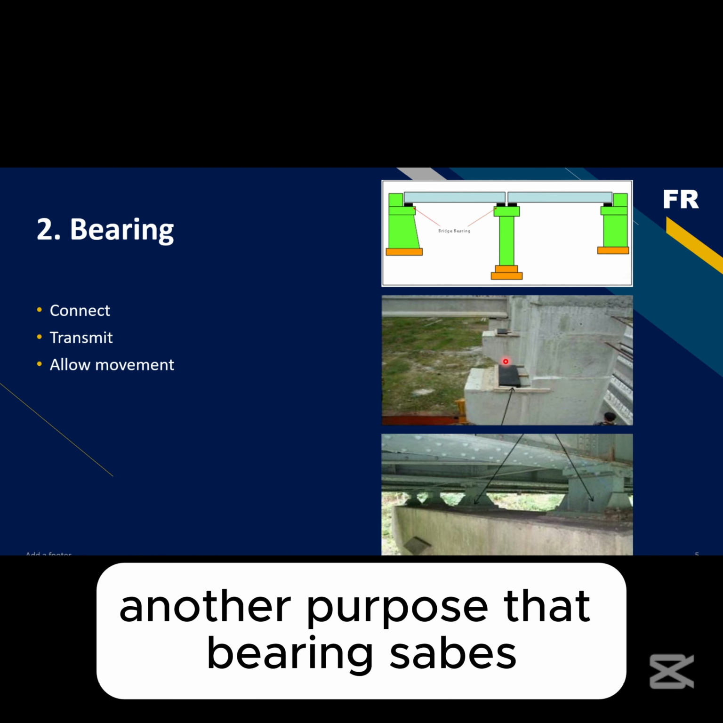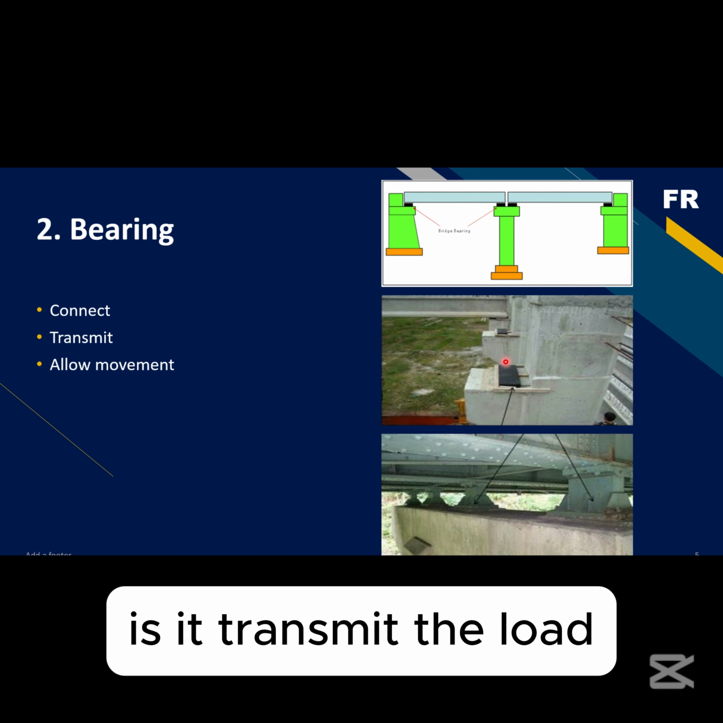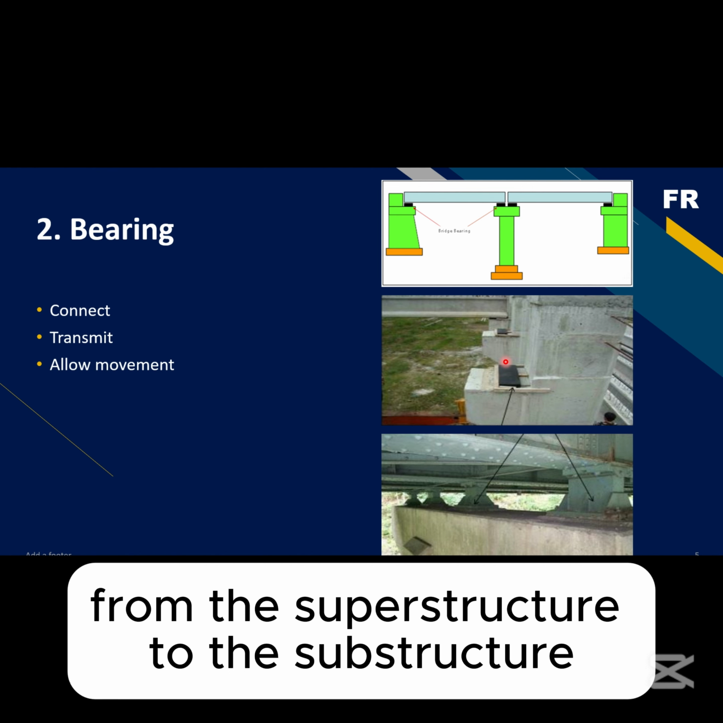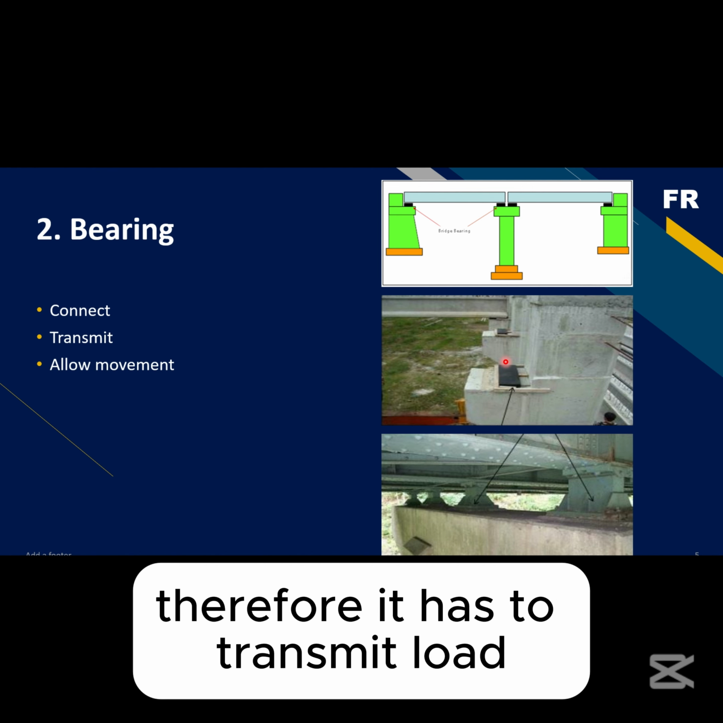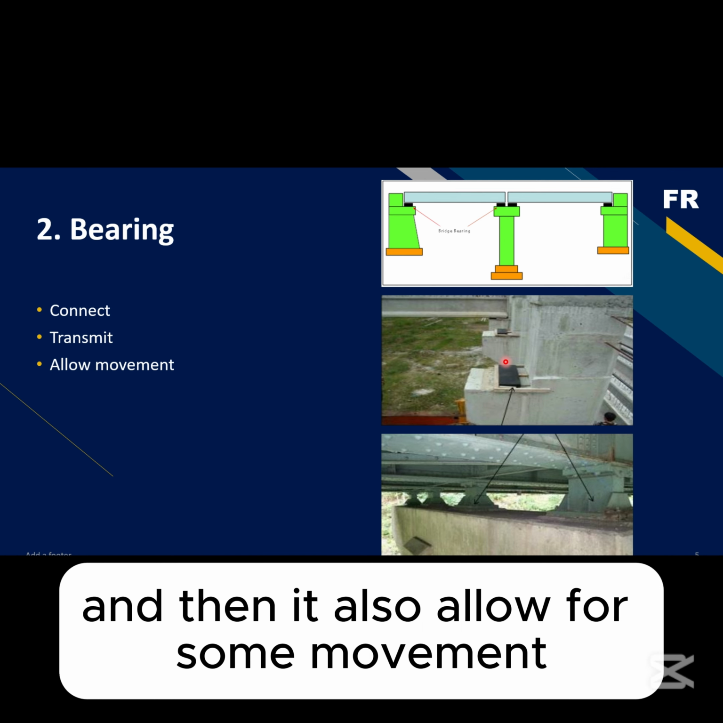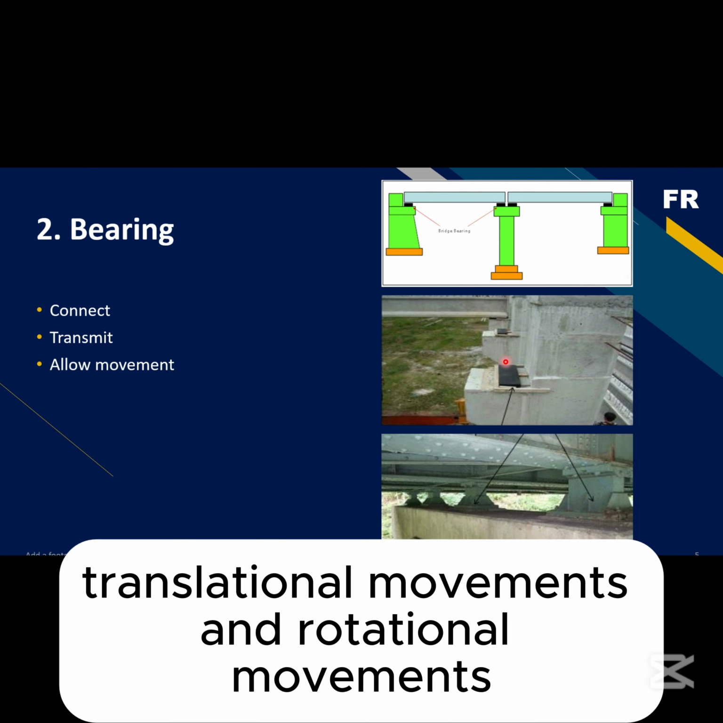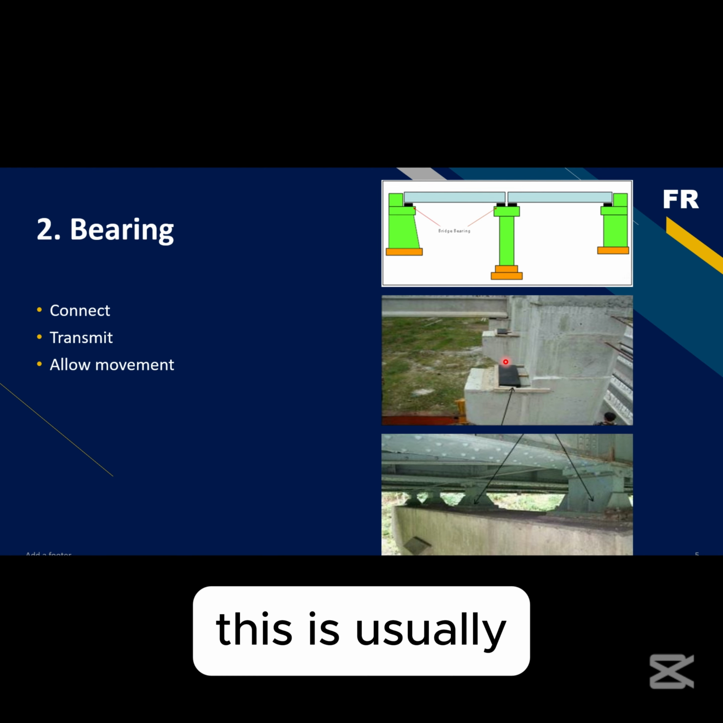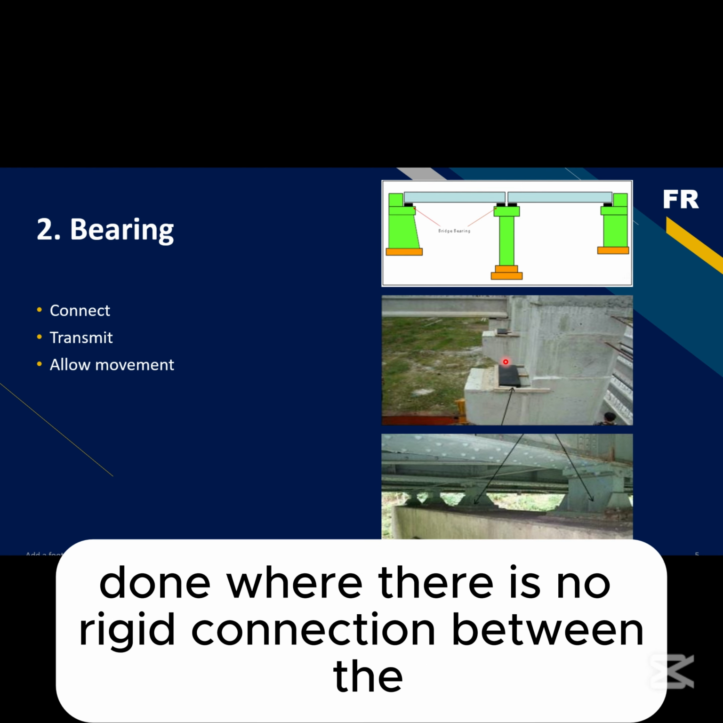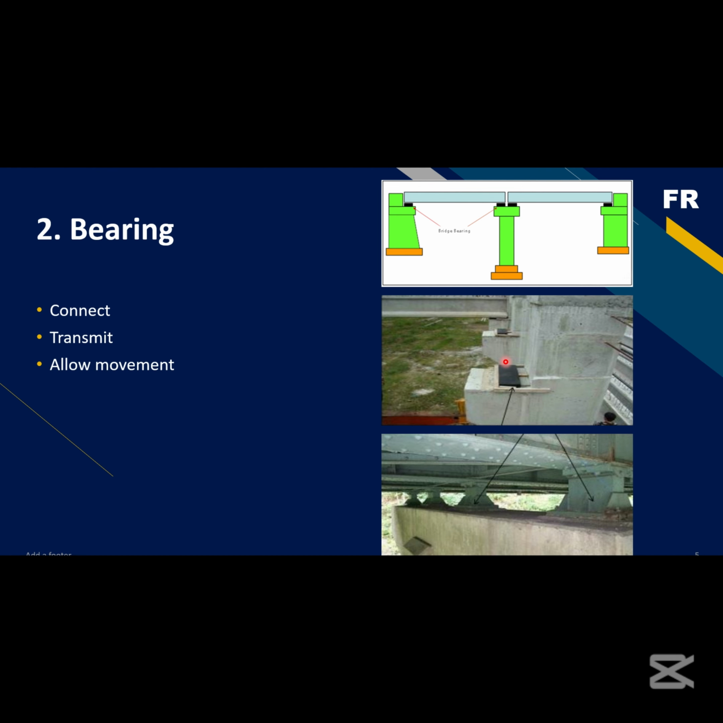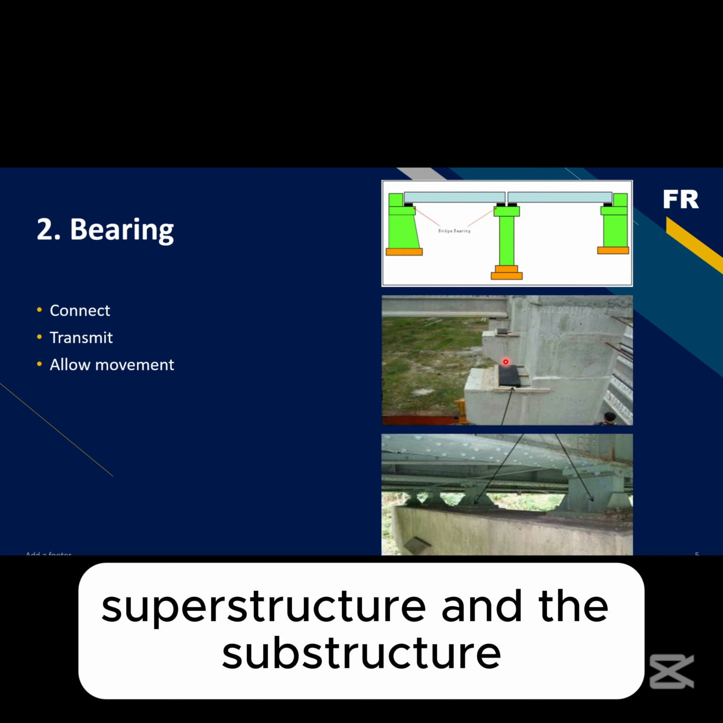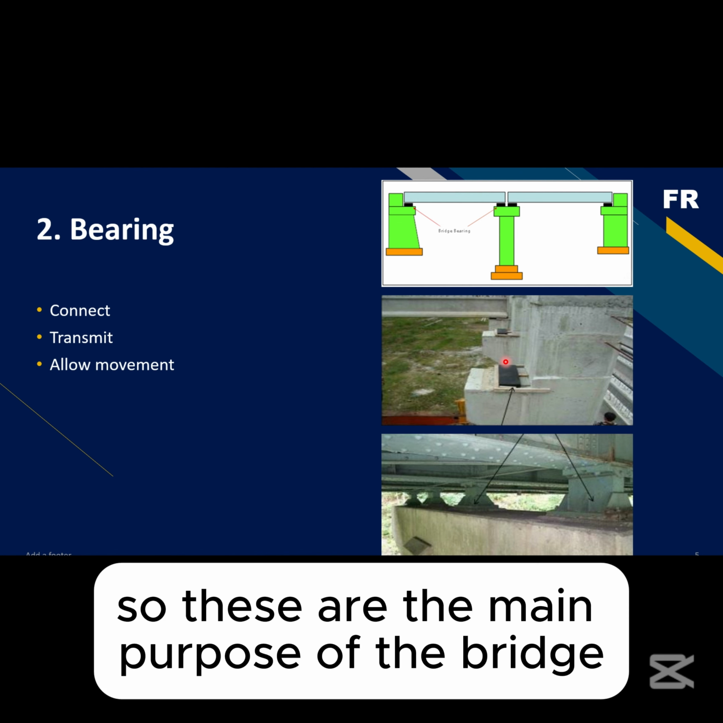purpose that bearing serves is it transmits the load from the superstructure to the substructure. Since it connects, therefore it has to transmit load. And then it also allows for some movement, translational movement and some rotational movement. This is usually done where there's no rigid connection between the superstructure and the substructure. So these are the main purposes of the bearing.